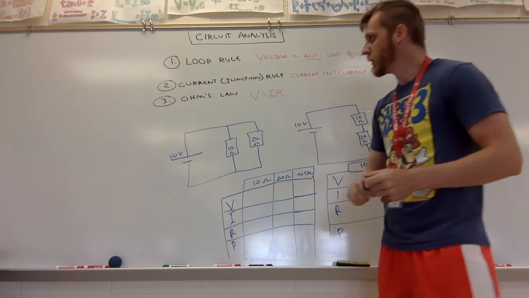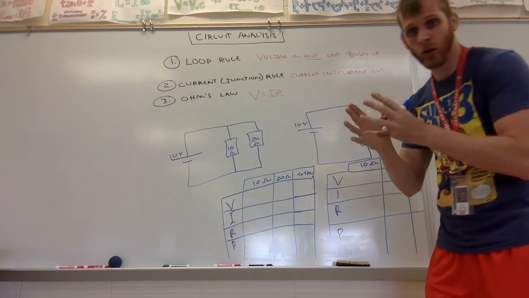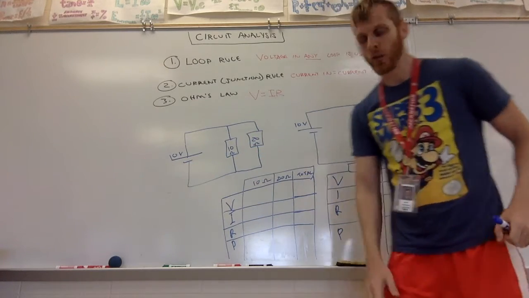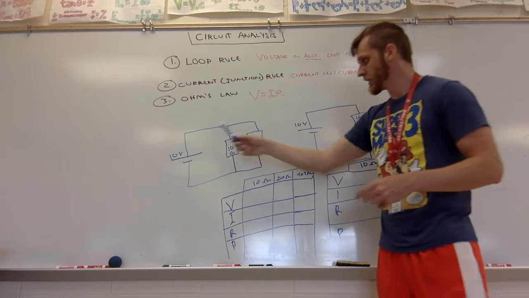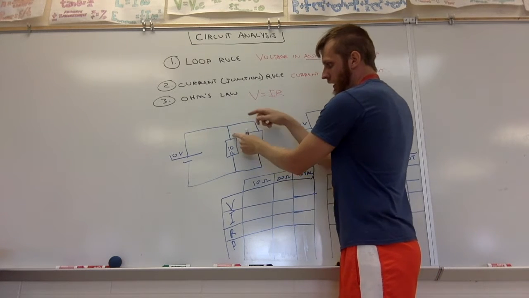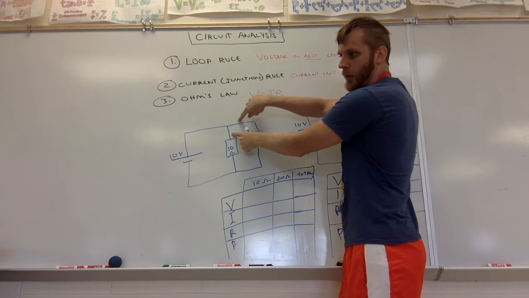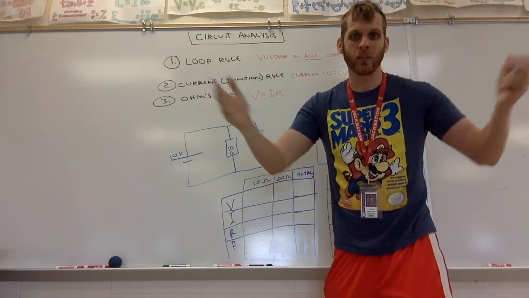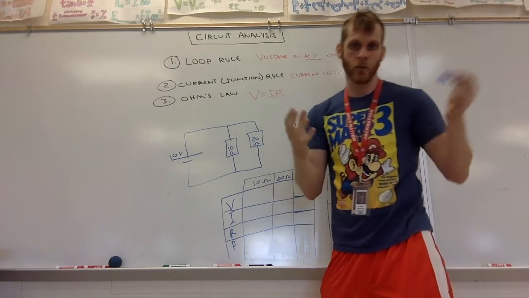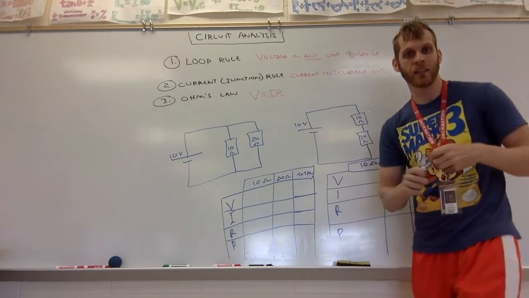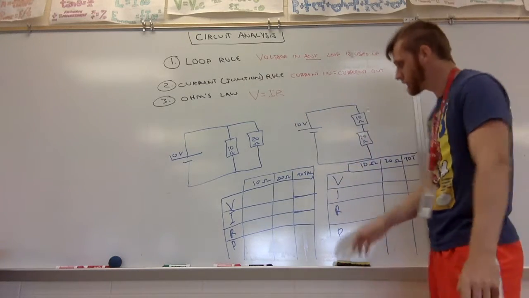The second rule, the current or junction rule, says that whatever current goes into a certain spot of the circuit, that same amount of current has to leave. So if you have this circuit, I can't have 2 amps here and then 2 amps here and then 1 amp here, because 2 plus 1 is 3 and that doesn't equal 2. So the 2 amps has to split up, some amount goes here, some amount here. So maybe it's 1.5 and 0.5, maybe it's 1 and 1, whatever, but the total amount has to equal 2, or whatever it is.